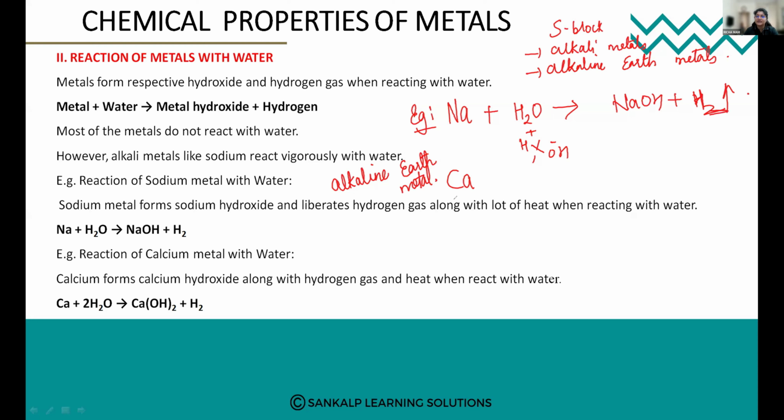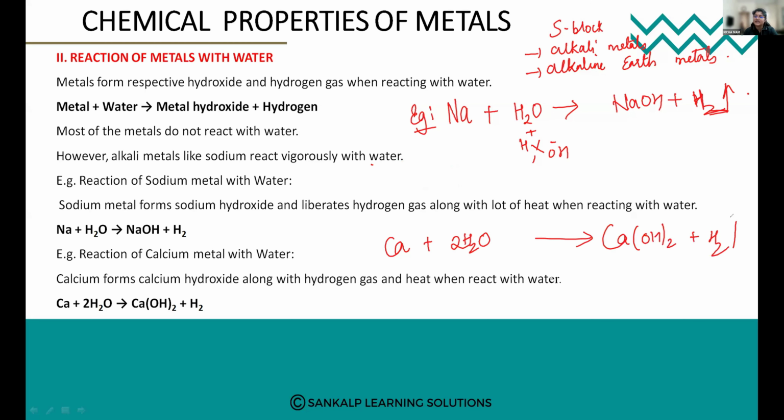Your hydrogen gas. Similarly, let us take calcium. Calcium comes under alkaline earth metals. Calcium reacts with water, and what is formed? It forms calcium hydroxide, plus hydrogen gas is liberated. So calcium forms calcium hydroxide along with hydrogen gas and heat.